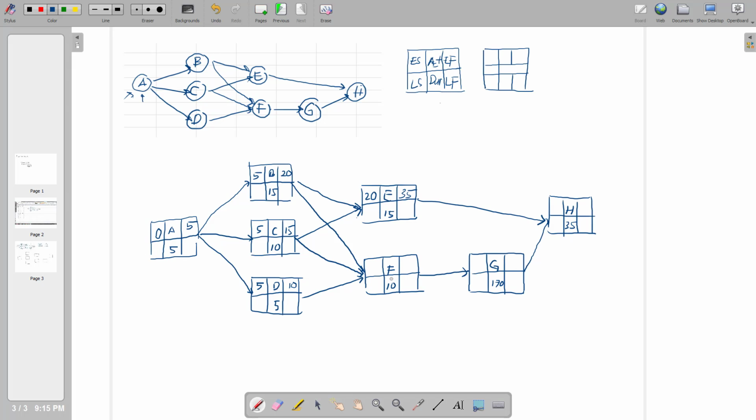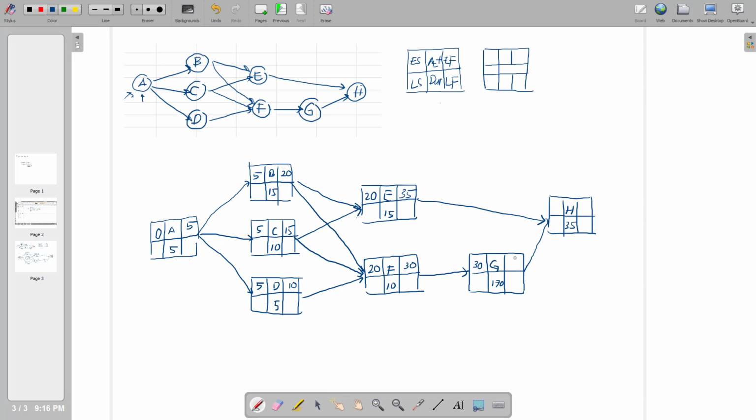Okay, what about this one? F has three predecessors, B, C, and D: 20, 15, and 10. Because the highest number is 20, we set the early start of F as 20. Hence, the early finish should be 30, because 20 plus 10 is equal to 30. Right? For G, there's only one arrow coming in, which is from F. So I will set this one as 30.